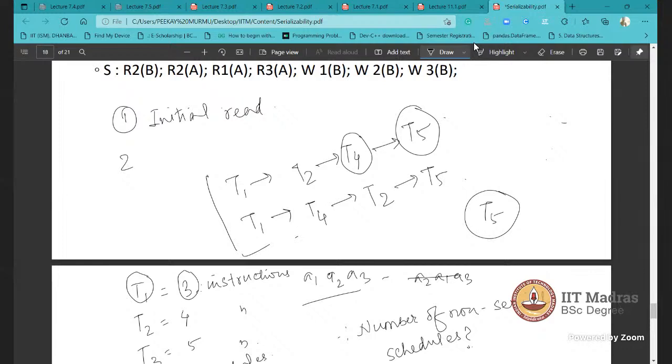Any other doubt? If there is no doubt, then we can wind up.